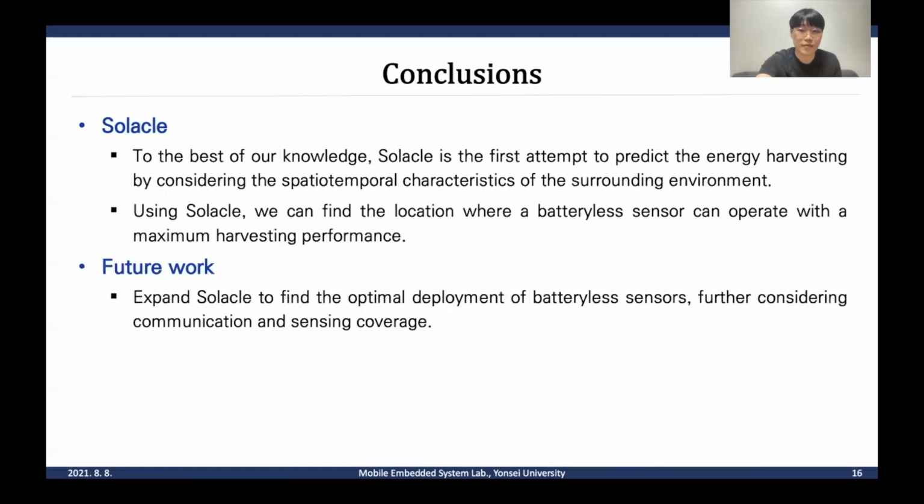And this is our conclusion. To the best of our knowledge, Solacle is the first attempt to predict energy harvesting by considering the spatiotemporal characteristics of surrounding environments. Using Solacle, we can find the optimal location where a batteryless sensor can harvest enough energy for operation. For future work, we are planning to expand Solacle to find the optimal deployment of batteryless sensors, further considering communication and sensing coverage.